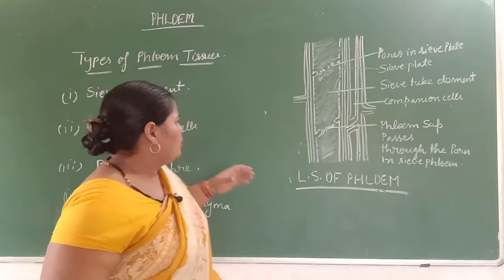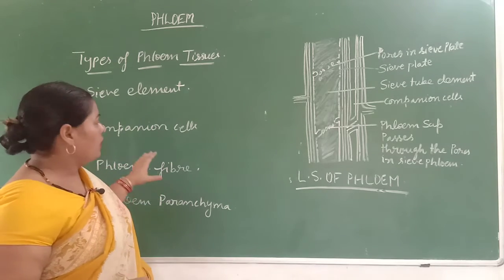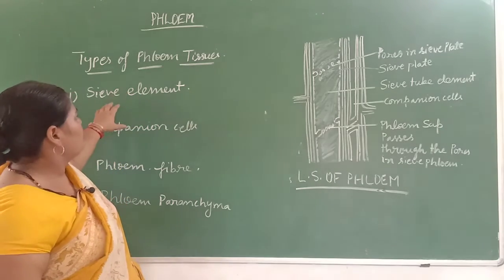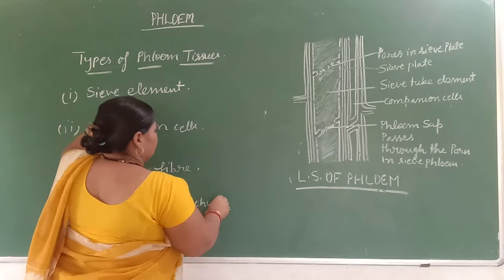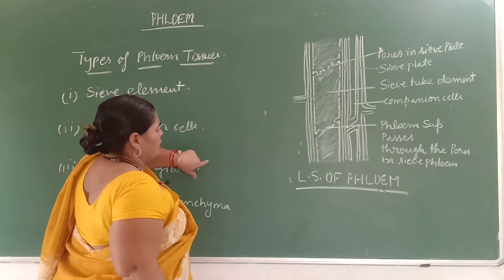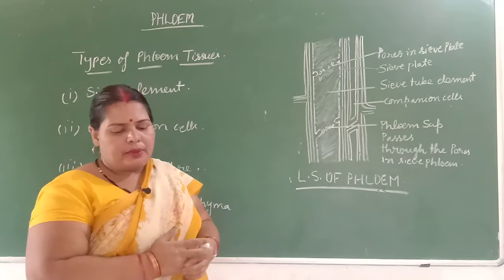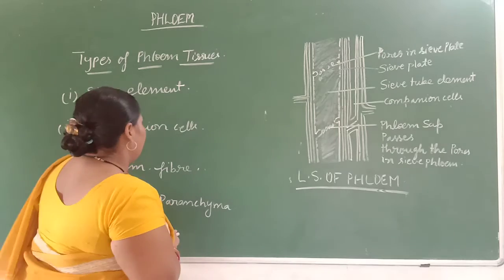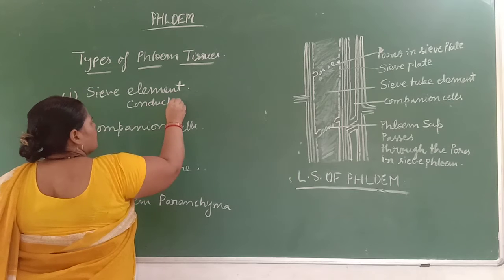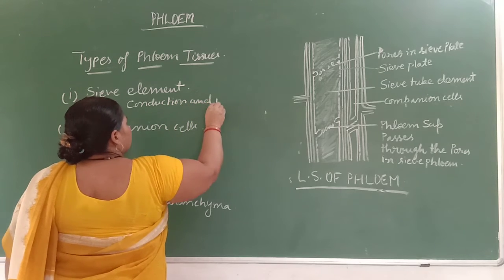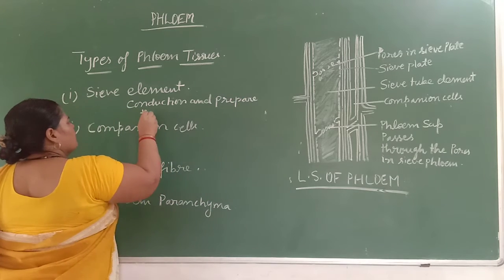So students, you see here the four types of cells are made up of the four types of tissues. Here is found permanent tissue, here is found permanent tissue, here is found permanent tissue, but here is found sclerenchymatous tissue. What is the function of the sieve element? The main function of the sieve element is conduction and preparing the food.